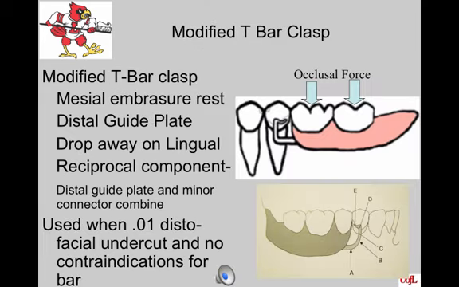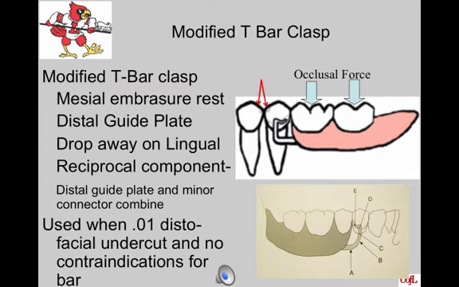The modified T-bar we will use is associated with Henderson, Steffel, and McCracken, circa 1960. This direct retainer arm is designed the same way as the T-bar clasp, with the horizontal extension that goes forward being left off. It has a mesial rest on the abutment tooth next to the edentulous area, and a distal rest on the tooth anterior to it, in other words, an embrasure rest.